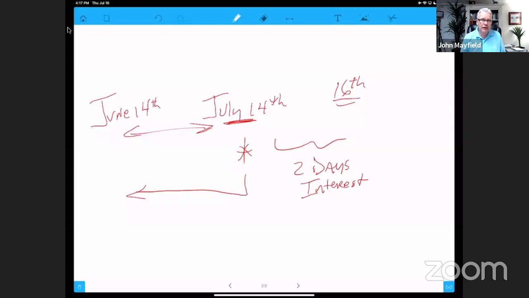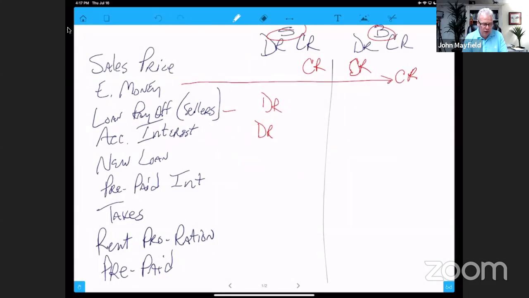And it's really easy. We'll walk through one of these here in just a minute, but there's 2 days of interest that I owe the lender. And so this 2 days of interest is what we call accrued interest. So you're always going to have your payoff, which is a debit, and you're always going to have your accrued interest, which is a debit.